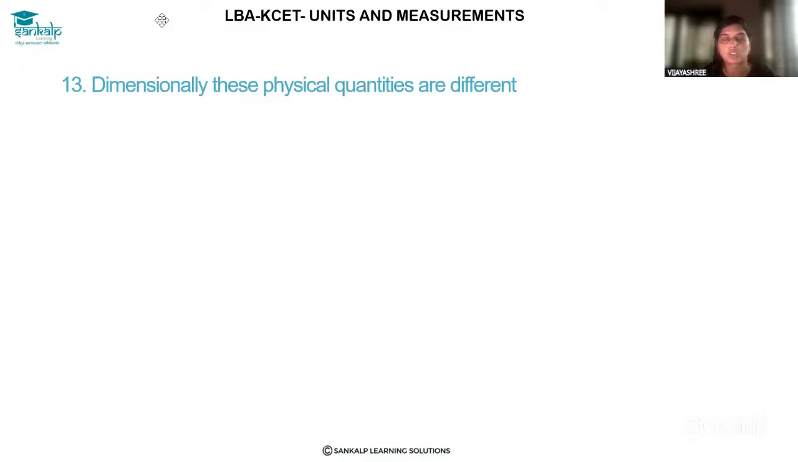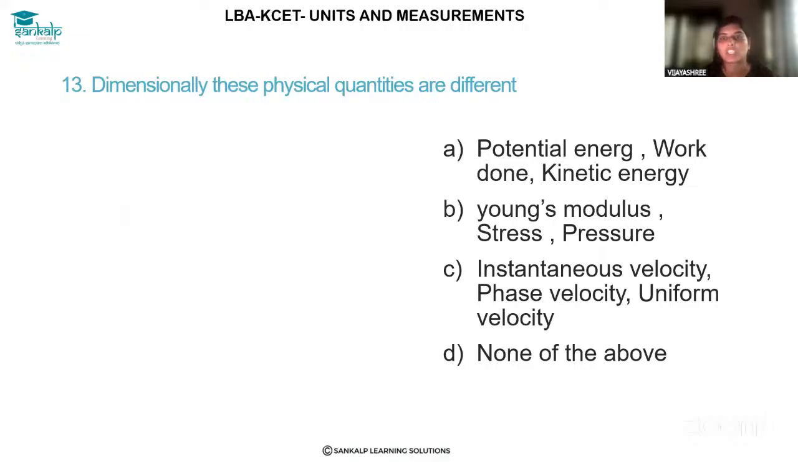Let us look at question 13. Dimensionally, these physical quantities are different. Options. Option A, potential energy, work done, kinetic energy. Option B, Young's modulus, stress, pressure. Option C, instantaneous velocity, phase velocity, and uniform velocity. Option D, none of the above.